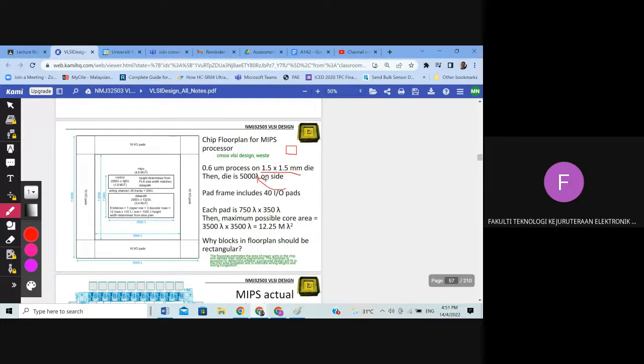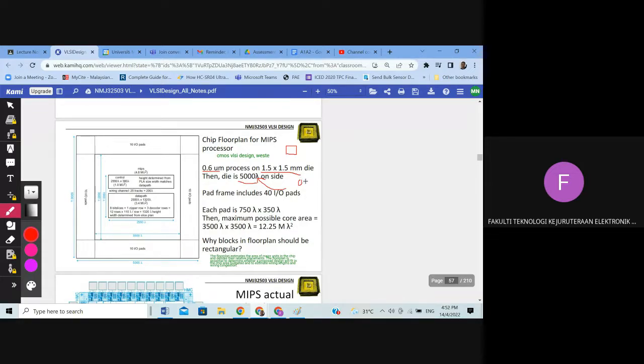Why do people use lambda? Because lambda is a standardized unit, so that people will know the size regardless of the dimension of the die, for example, in this case, in millimeter. So we refer to one reference unit, which is lambda. To get 5,000 lambda, you get it from the calculation of the process technology. So the 0.6 micrometer process is equivalent to an estimation of 0.3.